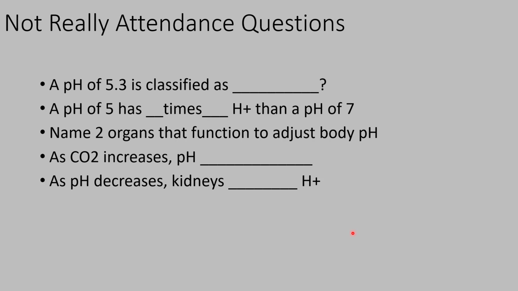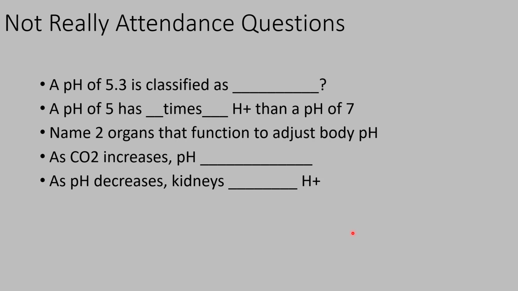A pH of 5 has blank times blank H plus than a pH of 7. Well, first let's unpack what this question actually means. Remember, pH is a measurement of H+. It's a measurement of proton concentration, and protons are H+, or hydrogen ions. So we're talking more or less. Does 5 have more or less H+ than 7? Weirdly, on the pH scale, the lower the number, the more H+. So 5 has more H+ than 7.